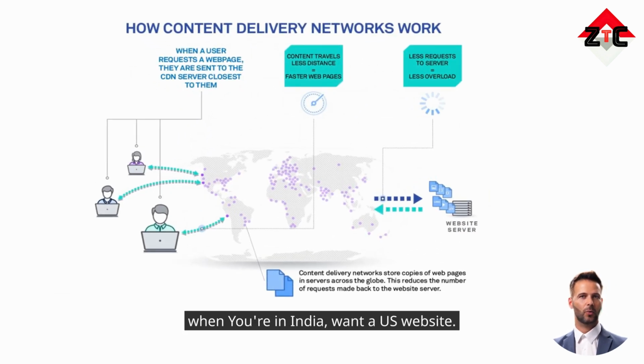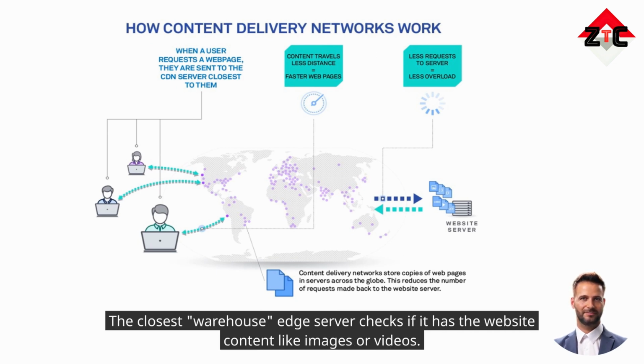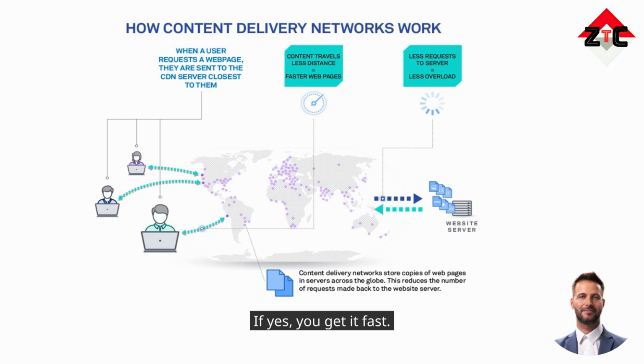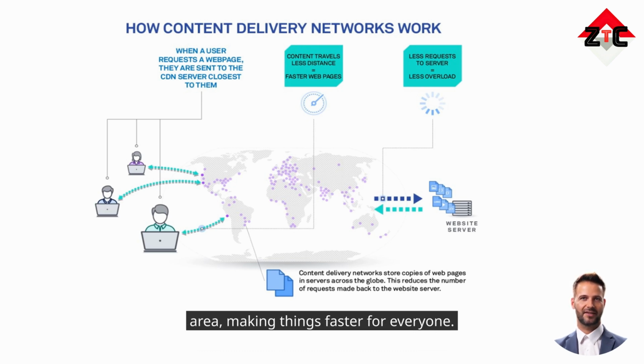When you're in India and want a US website, a CDN acts like a global delivery network with local servers, called edge servers. The closest warehouse, the edge server, checks if it has the website content, like images or videos. If yes, you get it fast. If not, it gets it from the main website, the origin server, and also stores a copy for future users in your area, making things faster for everyone.